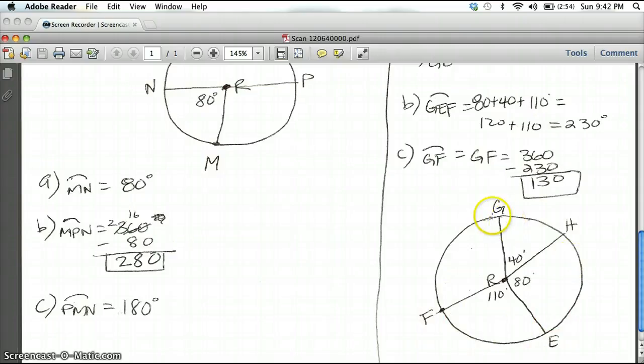And then last, it wants us to find GF. Now GF is the end of our circle. Remember, our entire circle is 360 degrees. So we found that GH was 40 degrees, HE was 80, and EF was 110. So we add all those together and we got 230. Now we're going to subtract that from 360 to find what GF is equal to. So 360 minus 230 is 130 degrees. So GF is 130 degrees.